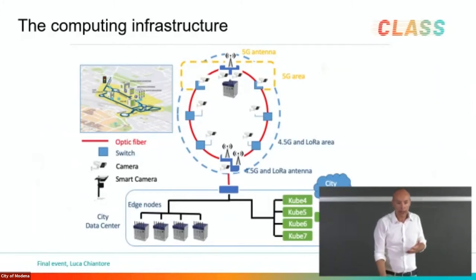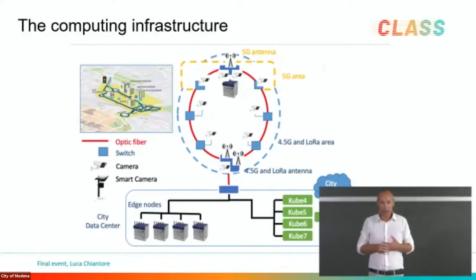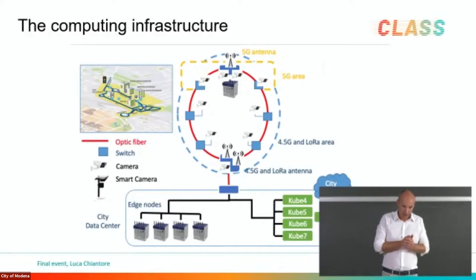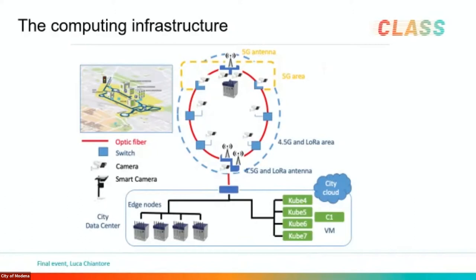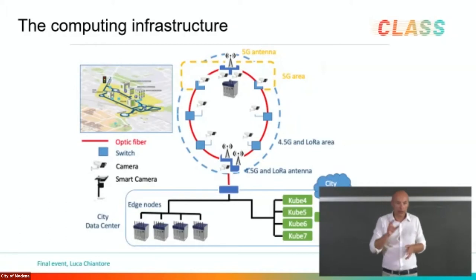The computing infrastructure, finally: we have a new data center in the Emilia-Romagna region. Now we have four public data centers. Modena is the last one. And inside this data center, we use a lot of computing resources. So we have a virtual infrastructure and a lot of virtual machines to create the city cloud, but we also have the edge node on the road to support computation on the road. So we have computing resources at the edge node and also on the cloud.